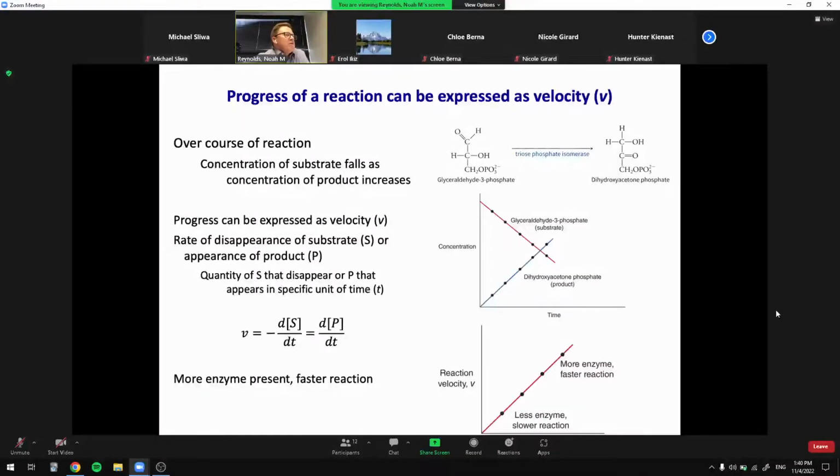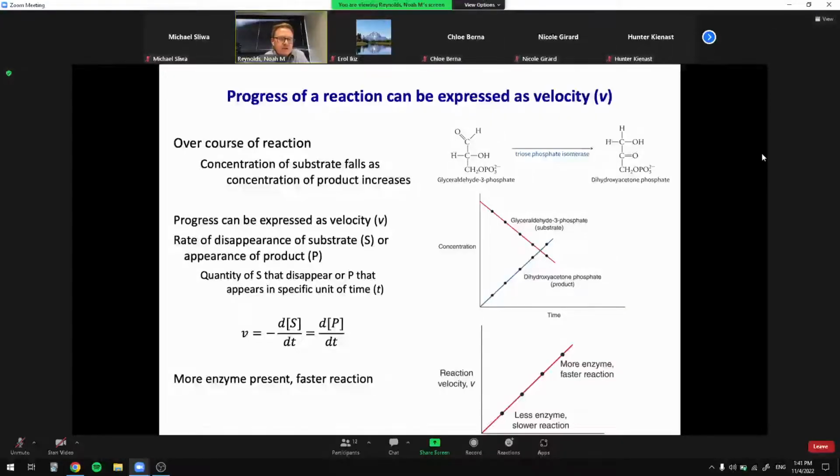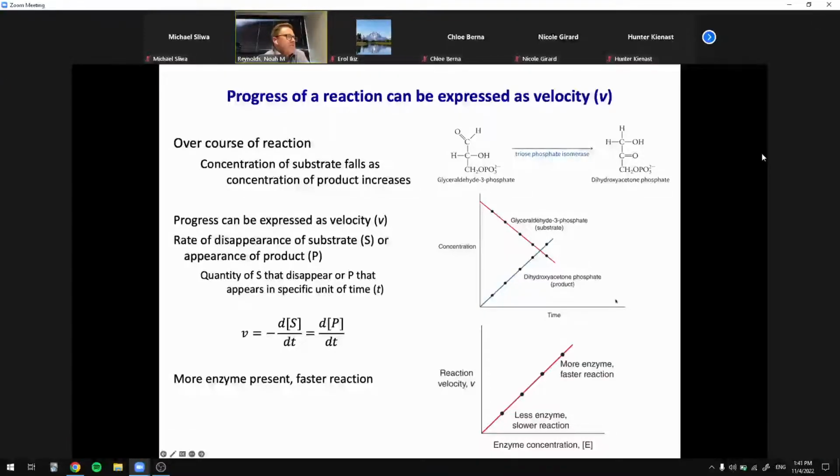Kinetics. This is just basic things about reactions. Remember that over the course of a reaction, the substrate level will go down and the product amount will go up, right? And that's what this graph shows: substrate going down and product going up.